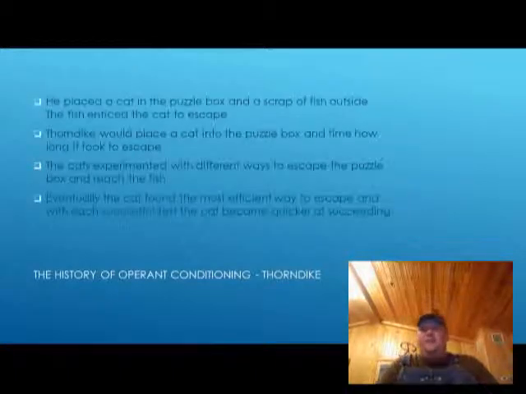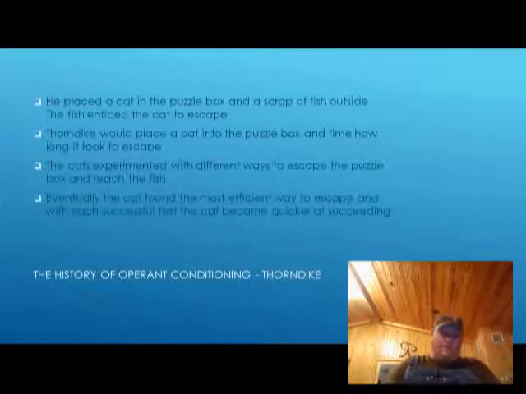He placed a cat in a puzzle box with a scrap of fish on the outside. The fish enticed the cat to escape. Thorndike would place his cat into the puzzle box and time how long it took the cat to escape every time. The cat experimented with different ways to escape the puzzle box and reach the fish. Eventually, the cat found the most efficient way to escape, and with each successful test, the cat became quicker at succeeding in this task.